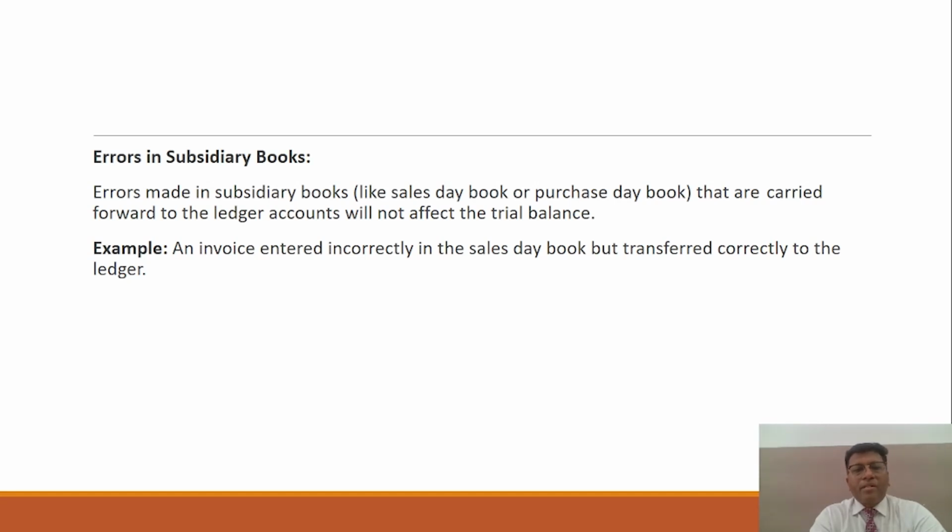Errors in subsidiary books such as the sales book or purchase book: if any error is made in that kind of book and it is carried forward to the ledger account, it will not affect the trial balance. If you have made an entry wrongly in the sales book and that transaction is carried forward to the ledger account, because you are carrying the same amount and the debit and credit balance match from the very beginning, the trial balance will not be affected. For example, an invoice entered incorrectly in the sales day book but transferred correctly to the ledger.